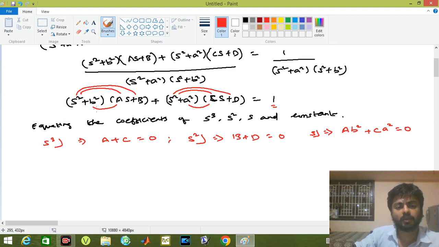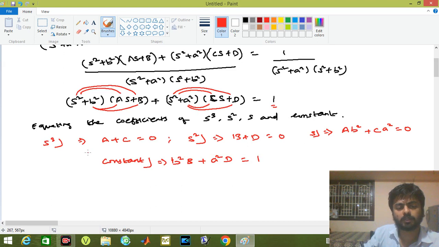Finally you are going to take the constant term. So the constant term will be given by b square b plus a square d. Here the constant is 1.